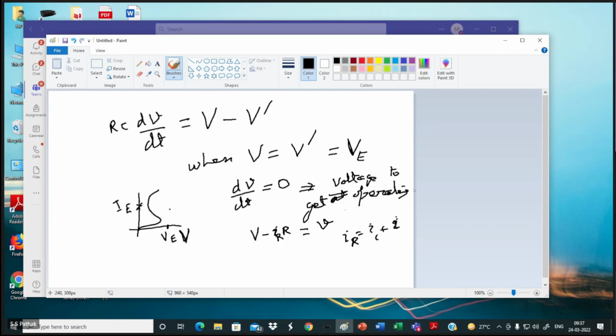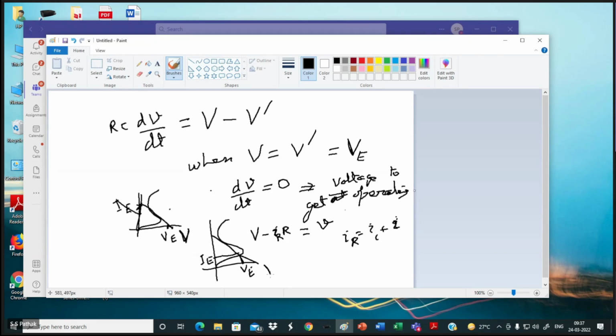This load line intersects here like that, and V equals V dash equal to VE. Sorry, that was a mistake. Here is the current going curve like that. Here I have drawn the load line. This becomes my VE. And this becomes my IE.